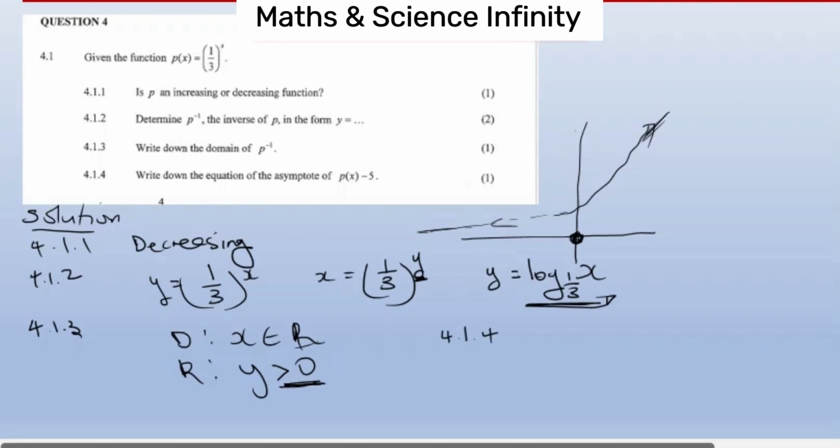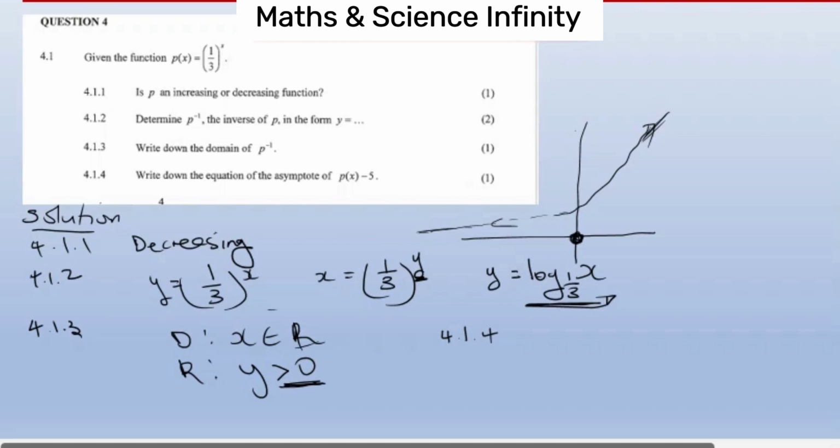So 4.1.4, they're saying write down the equation of the asymptote of p into x minus 5, meaning that the shift will be on the vertical line, which is along the y-axis. The graph shifts 5 units downwards because what? It's minus 5. So the original graph, which is 1/3 to x, will be shifting 5 units downwards, meaning that they asked about the domain of the inverse.